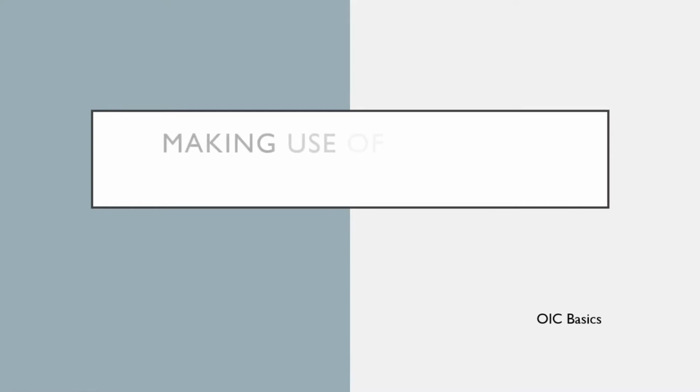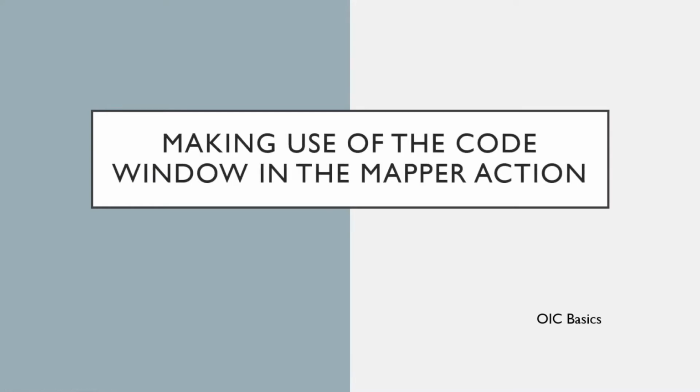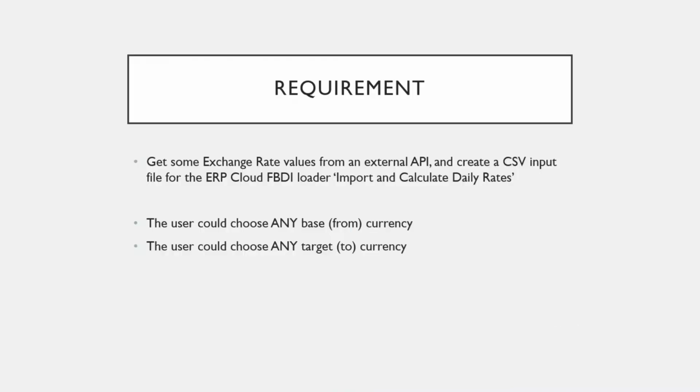In this video we take a look at the mapper action and specifically how we use the code window on the mapper to help us solve an issue that we had. We had a requirement to create a scheduled OIC integration that would get some exchange rate values from an external provider using an API and to transform those values into rows of data for a CSV input file, which would then be loaded into Oracle ERP Cloud using the Import and Calculate Daily Rates FDBI loader.